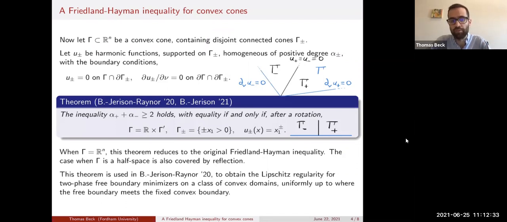And in fact, with David Jerison and Sarah Rayner, we carry out such a process, and we find a class of convex domains and associated two-phase free boundary minimizers, and we use this inequality to prove that the minimizer is indeed Lipschitz regular up to the place where the free boundary meets the fixed convex boundary.